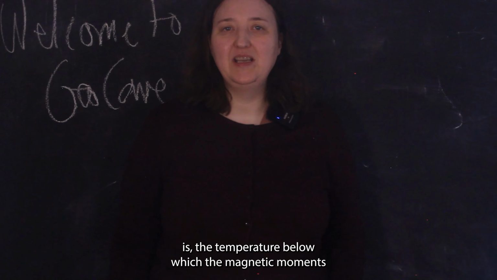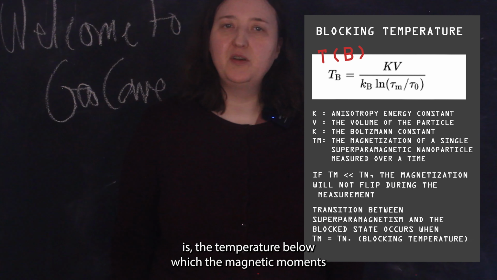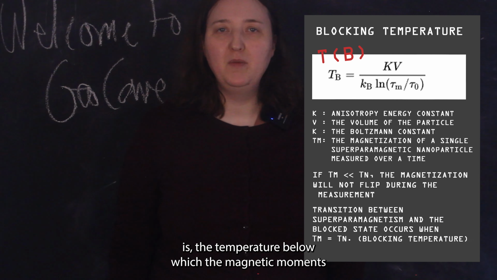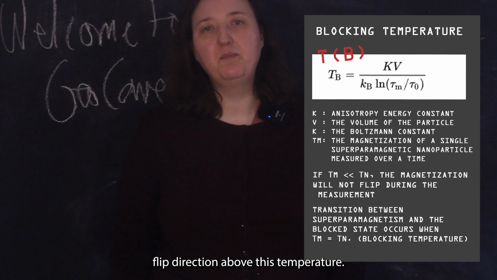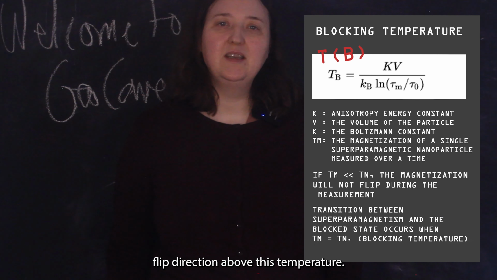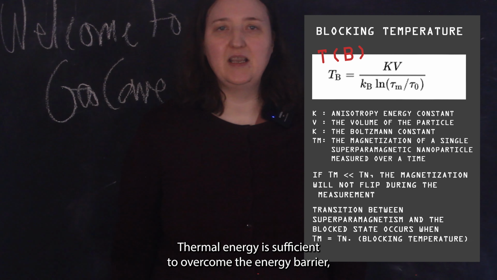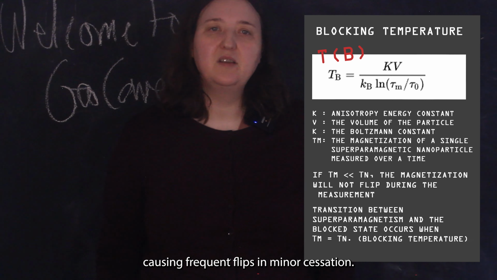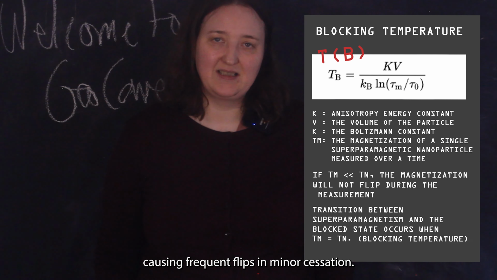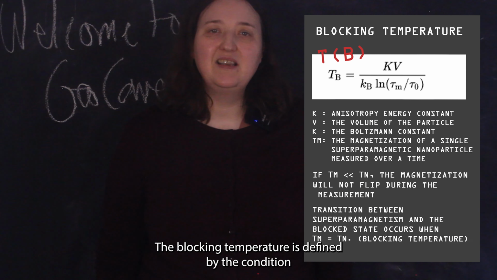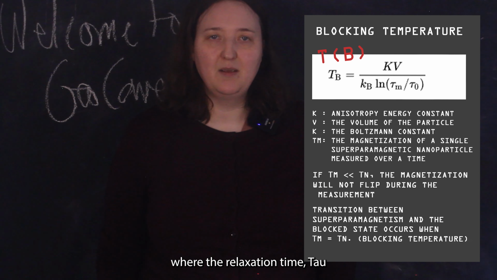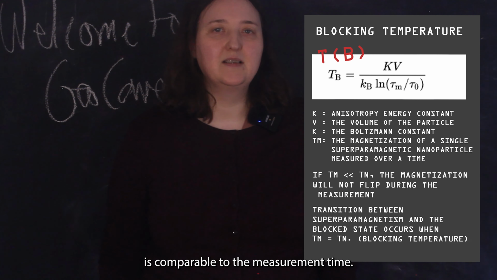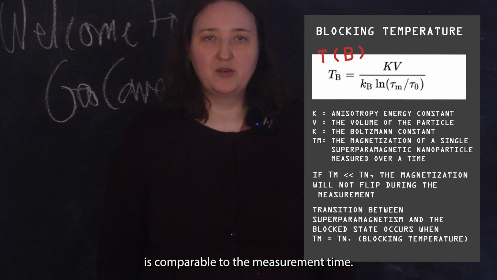Blocking temperature is the temperature below which the magnetic moments of the particles are blocked and cannot easily flip direction. Above this temperature, thermal energy is sufficient to overcome the energy barrier, causing frequent flips in magnetization. The blocking temperature is defined by the condition where the relaxation time, tau, is comparable to the measurement time.